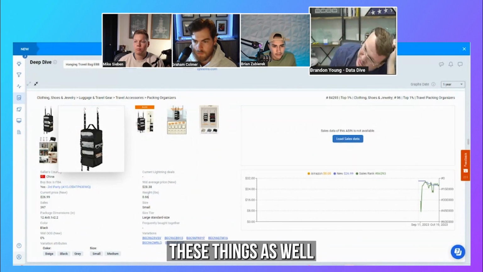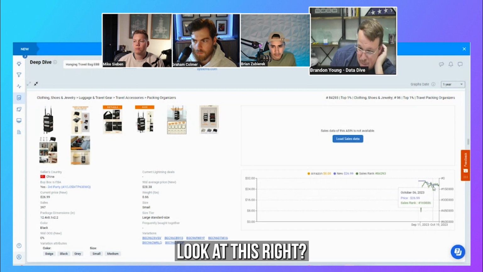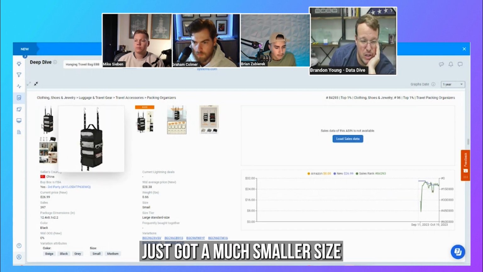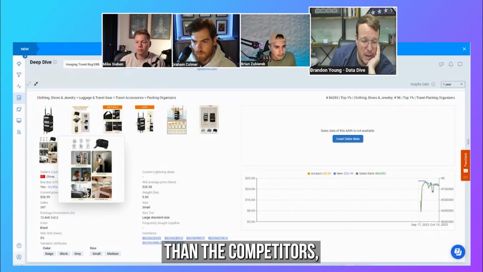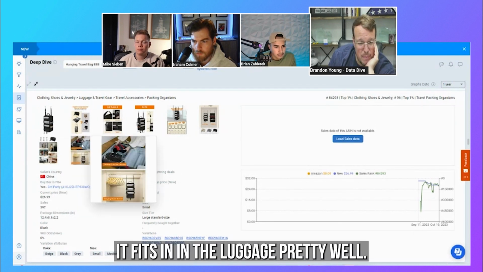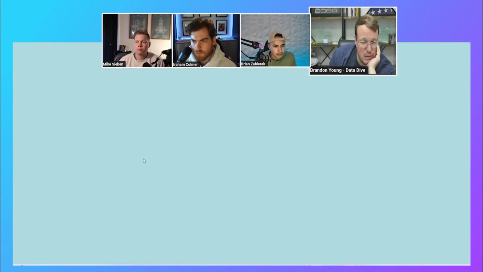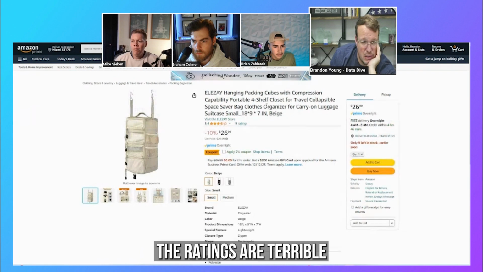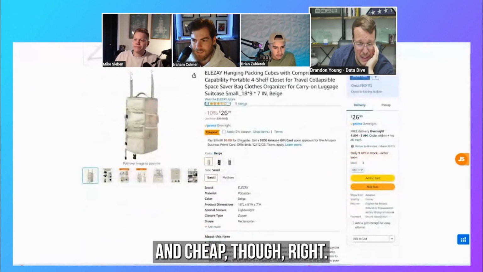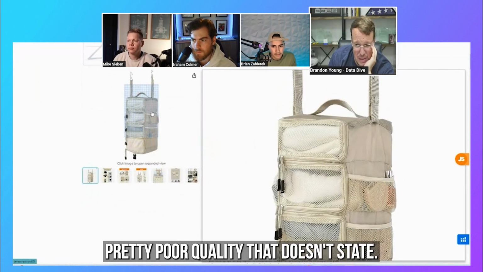This is by far the smallest one. So when I start to see these things as well, and they're disrupting the market, this is a newer listing. Look at this, right? So this guy's coming into the market. It looks like he's just got a much smaller size than the competitors, but he's still making it look pretty good. It fits in the luggage pretty well. And so the ratings are terrible because it probably is so small and cheap, though, right? So you don't necessarily want to copy that. But this looks like pretty poor quality.